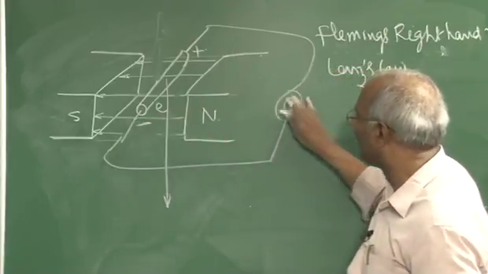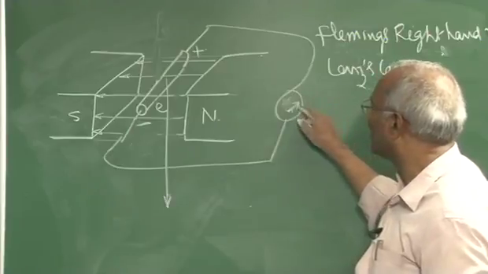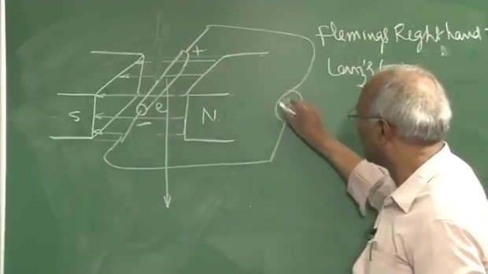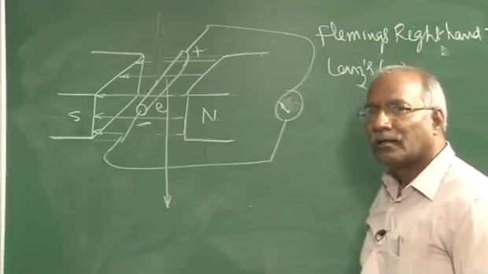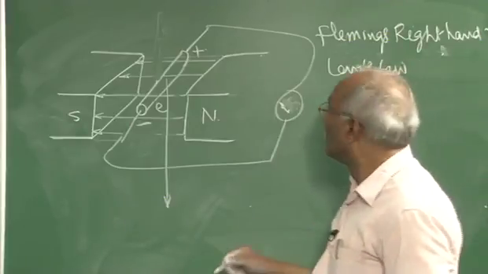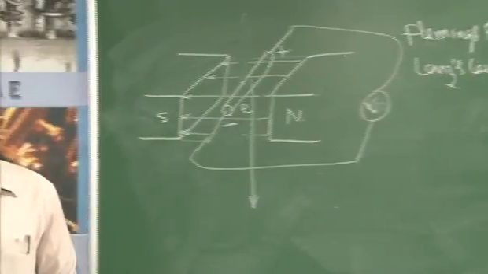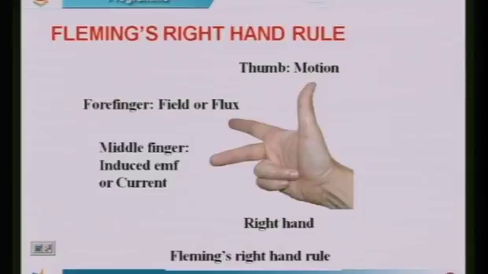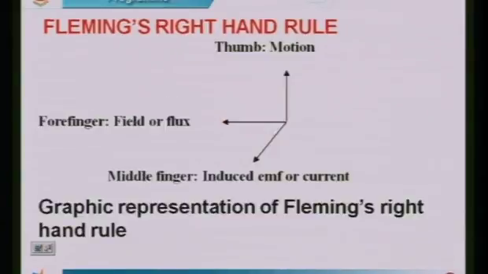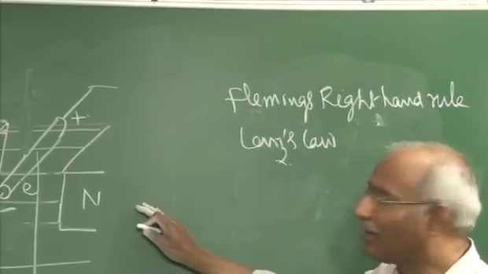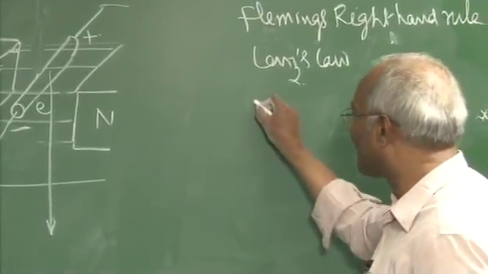Therefore the direction of the deflection, if it were this way when it is upward, changes in the opposite direction. This can be seen with reference to this also. This is the thumb, motion, field or flux. This is the middle finger, induced EMF or current. When there is a difficulty in drawing the hand on the sheet or on the board, you can go for this also.